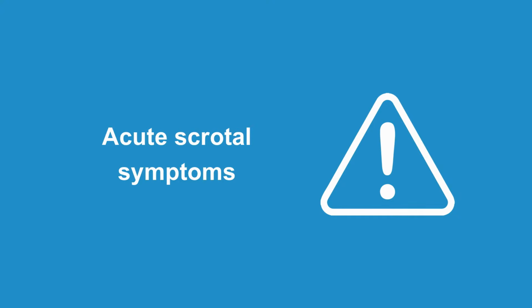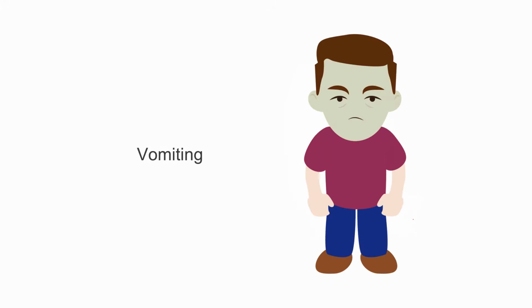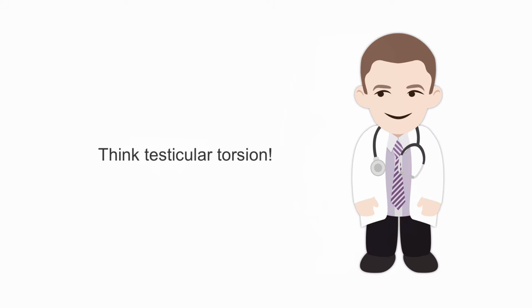Acute scrotal conditions can present with a variety of symptoms. These can include pain, swelling, vomiting, or abdominal pain. The most time-sensitive and critical of the diagnoses considered in acute scrotal pain is testicular torsion.